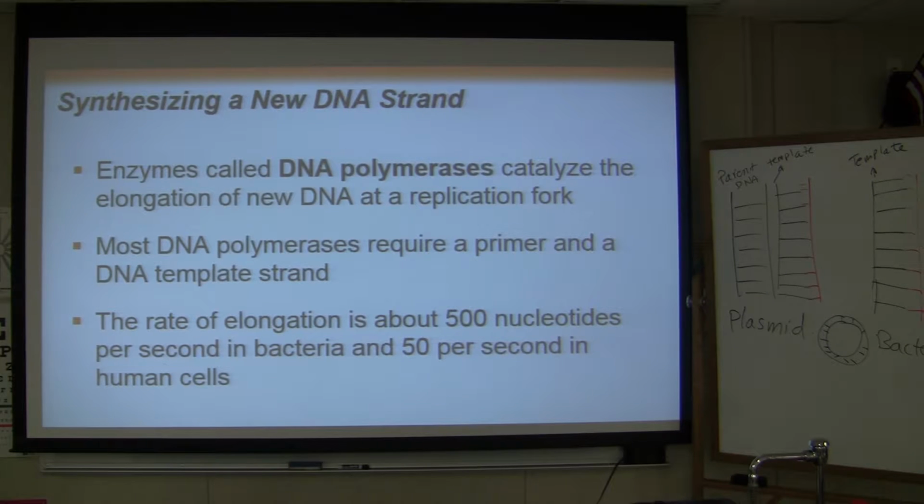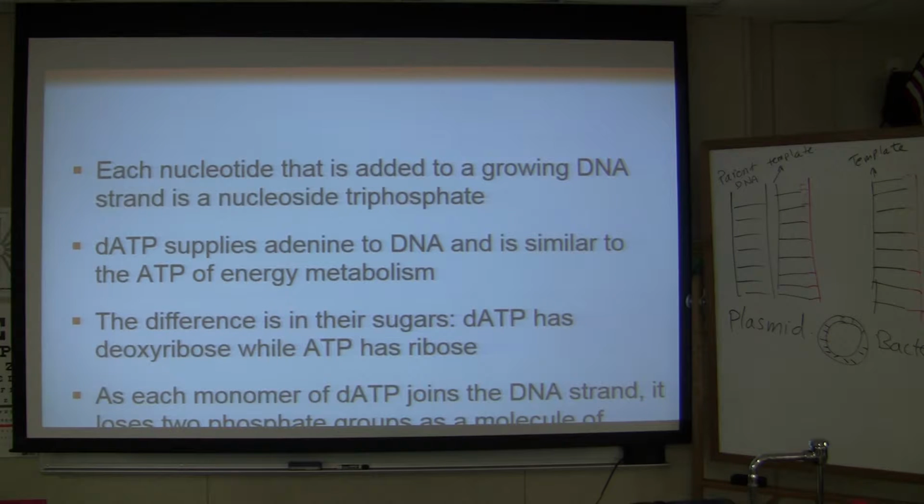Synthesizing a new DNA strand, the enzyme called DNA polymerase catalyzes elongation of new strands at a replication fork, and you will see a picture of it here in a minute. Most DNA polymerases require a primer and a DNA template strand. The rate of elongation is about 500 nucleotides per second in bacteria and 50 per second in human cells. These numbers, do not worry about them. I should have deleted them, but if you want to know, it just gives you some idea how fast things can happen.